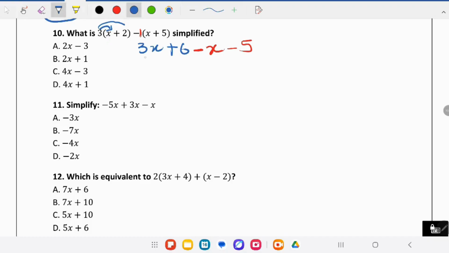Now I will underline my like terms. 3x minus 1x. This x has coefficient 1. So 3x minus 1x, which is 2x. And this is plus 6 minus 5 is plus 1. 6 minus 5 is 1. So 2x plus 1. This is option B.